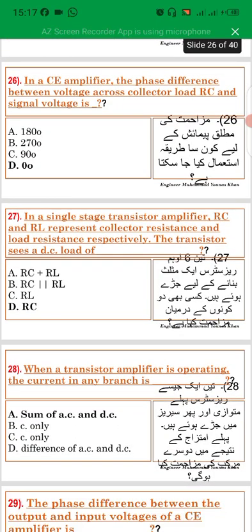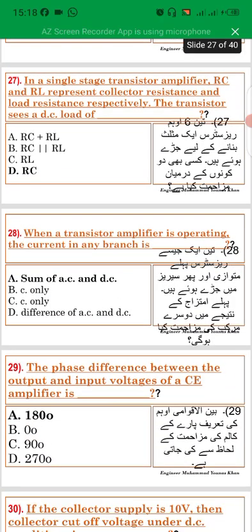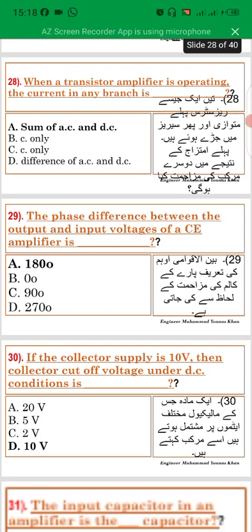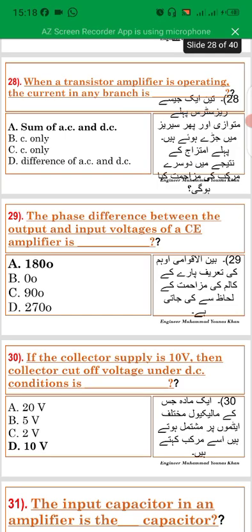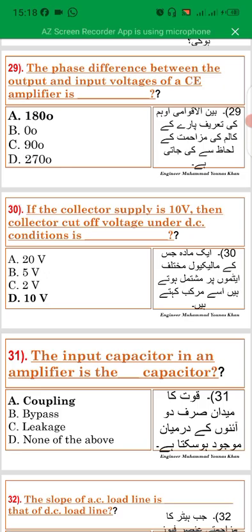In a CE amplifier, the phase difference between the voltage across collector load RC and the signal voltage is 180 degrees. In a single stage transistor amplifier, RC and RL represent collector resistance and load resistance respectively. The transistor sees a DC load of RC. When a transistor amplifier is operating, the current in any branch is the sum of AC and DC. The phase difference between the output and input voltage of a CE amplifier is 180 degrees.